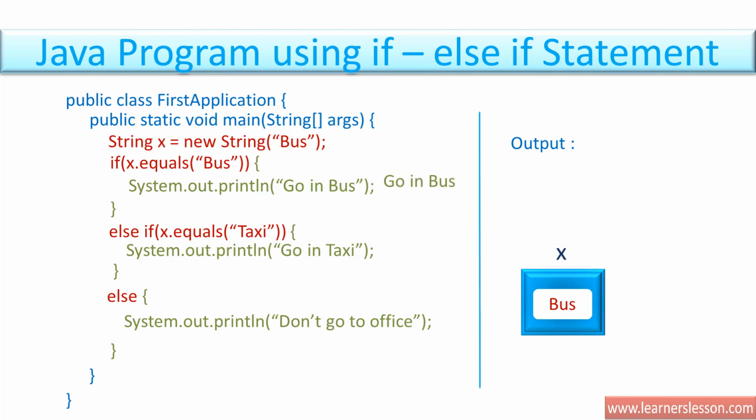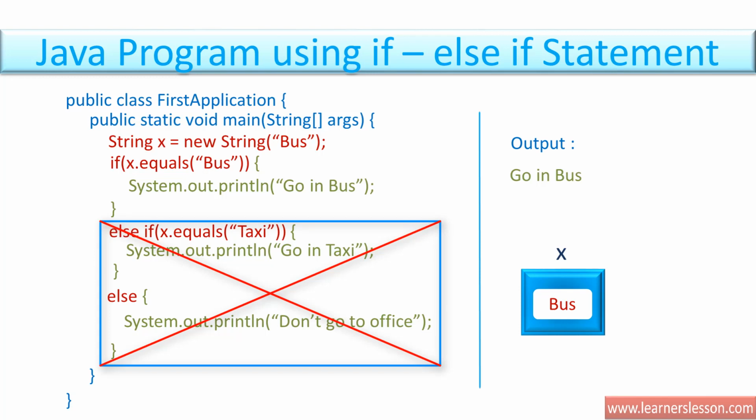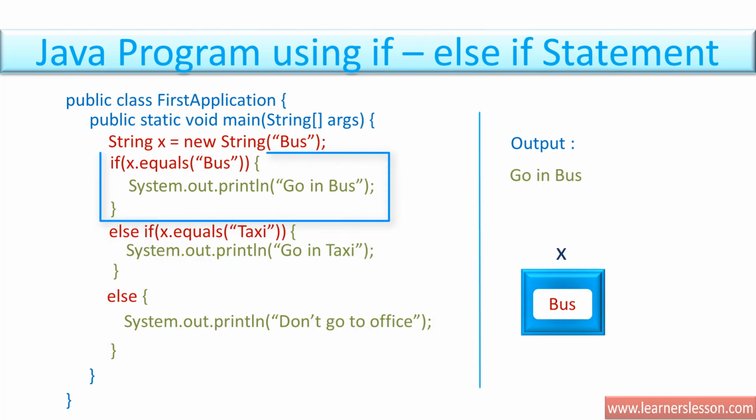And what happens is, system.out.println go in bus is printed on the screen, and Java doesn't go to any of the statements like else if or else statement. If the first condition is satisfied, it prints the first condition and exits. So far we have seen if statement using only strings. Now let us see if statement with numbers.